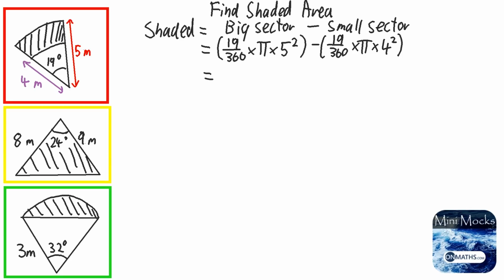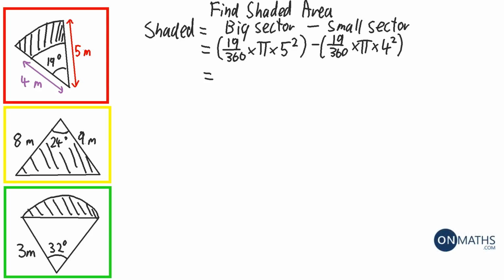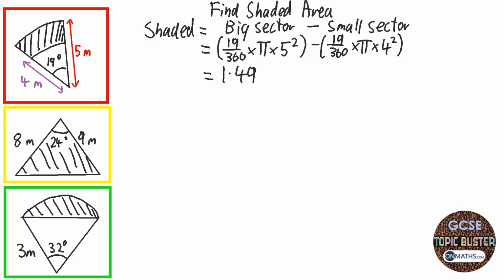So I'm going to put that into my calculator. So brackets 19 over 360 times pi times 5 squared, close brackets, take away, open brackets, 19 over 360 times pi times 4 squared. And normally with long calculations like this, I just check it and all looks good. Press equals, and it gives me the answer of 1.49, and it would be meters squared.